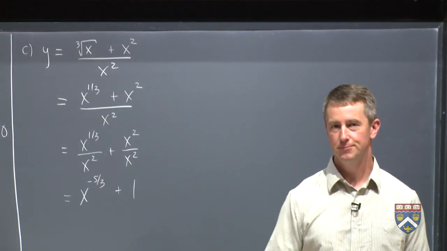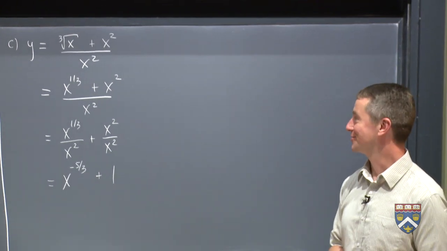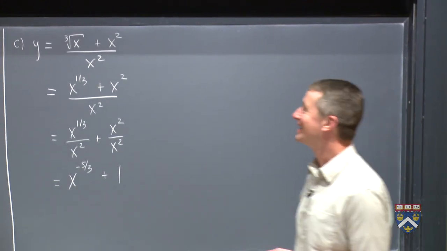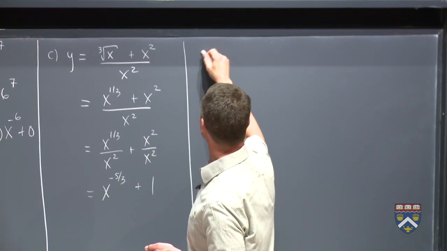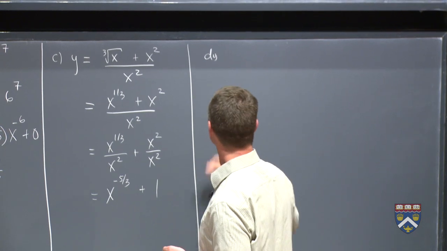So is that the answer? That is not the answer. We haven't done any calculus yet. All we've done is rewritten this using algebra. So now we can finally actually do the calculus and take the derivative of this using our rules.